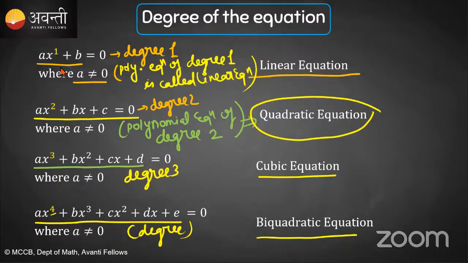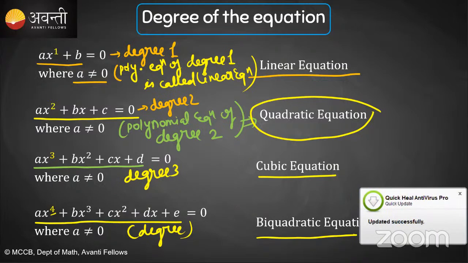So far, what we have discussed: polynomial equation of degree 1 is known as a linear equation. Polynomial equation of degree 2 is known as a quadratic equation. Polynomial equation of degree 3 is known as a cubic equation. And polynomial equation of degree 4 is known as a biquadratic equation.